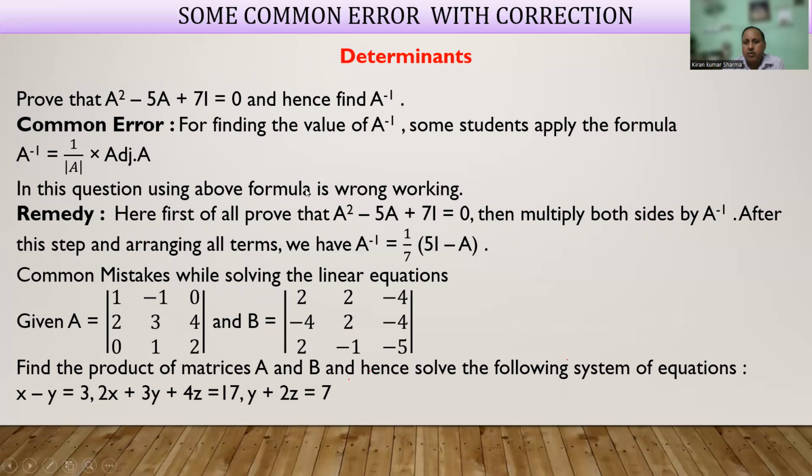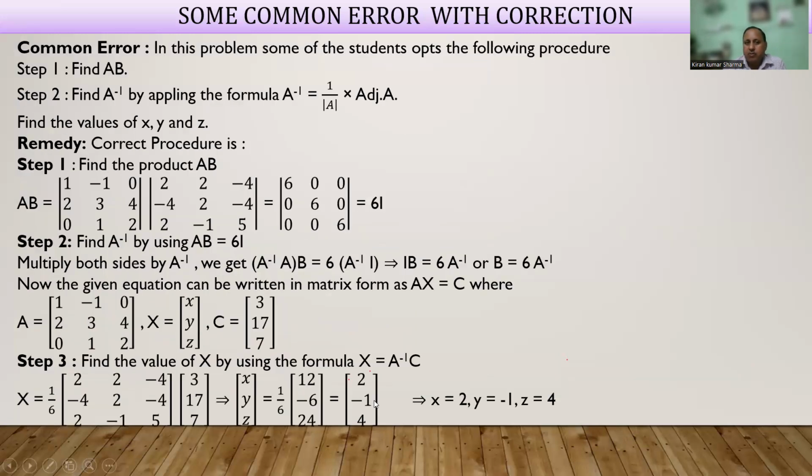What do students generally do? They use the simple formula adjoint A upon determinant of A. One more error, a common mistake while solving the linear equation. There are two matrices, A and B. So the question is: find the product of matrices A and B and hence solve the following system of equations. Means first find AB and use this product to find the solution of the equation.